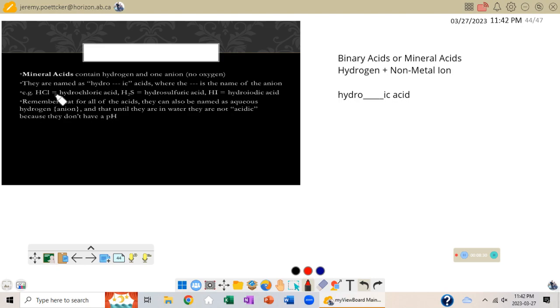So HCl, when it's dissolved in water, reacts with water, becomes hydrochloric acid. So the chloride, right, the -ide becomes hydro-ic. H2S, hydrosulfuric acid. HI, hydroiodic acid. Remember that for all of the acids, they can also be named as aqueous hydrogen anion, and that until they're in water, they are not quote-unquote acidic because they don't have a pH.